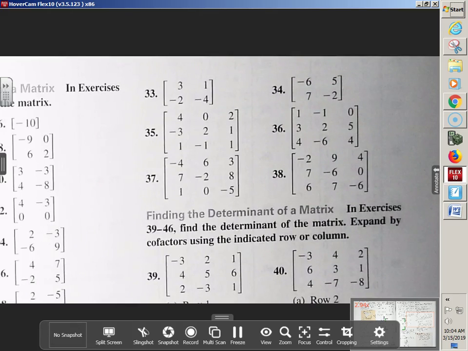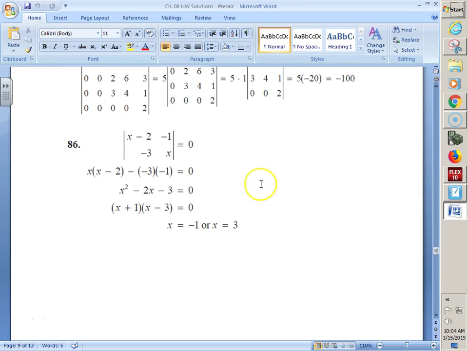This whole matrix thing, how we doing, guys? Oh, 86? That was our last one, right?